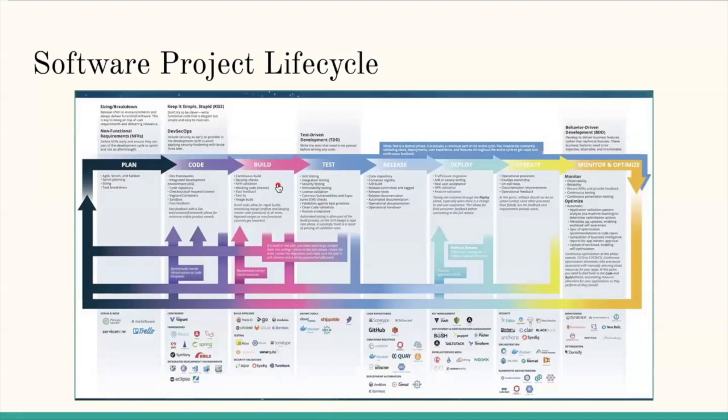So to get started, this is what a typical workflow looks like in a software project lifecycle. You plan for the feature or decide on the sprint plan, then you code for it. You build the dependencies, test the features, release and deploy. And once it's in production, you monitor, optimize some things, and you get feedback from users. And again, you start the cycle of planning the next feature and next release.